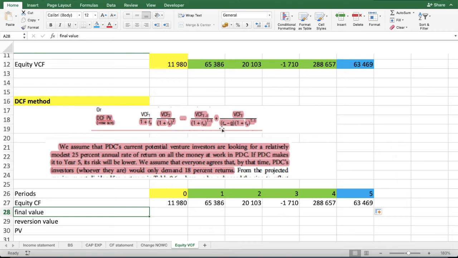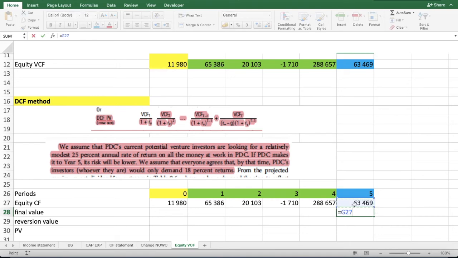The R infinity is the required rate of return that will be asked by investors once the firm reaches the maturity phase, which is 18%. Now the g is the constant growth rate, which is 6%, which means that the final value is simply equal to the final cash flow divided by the perpetuity rate of return, 18%, minus the growth rate, 6%, and that's it. This is the first modification.